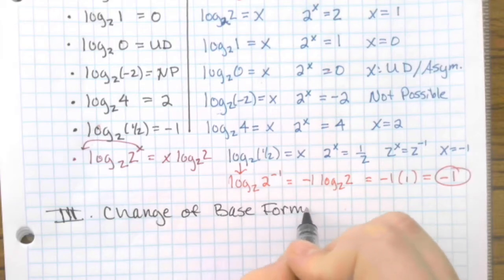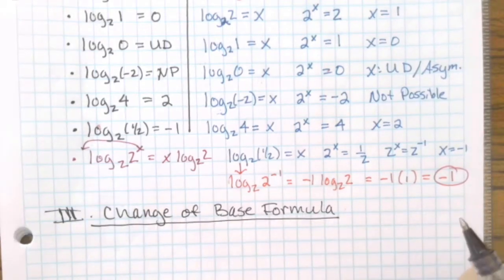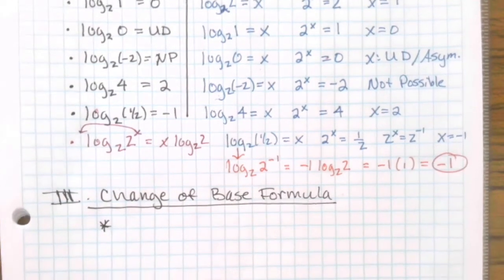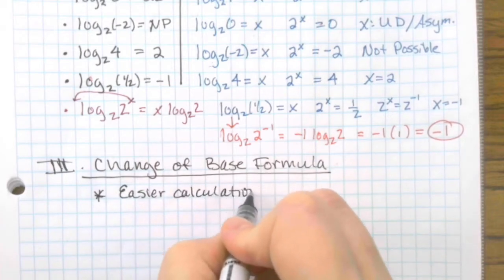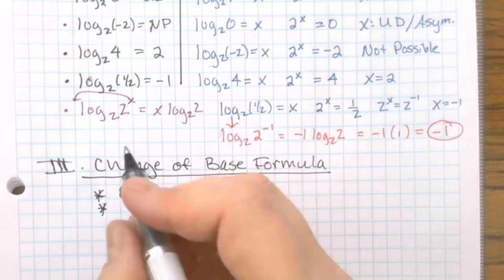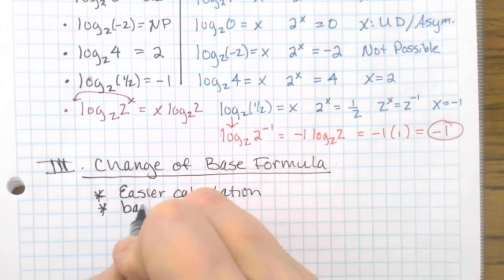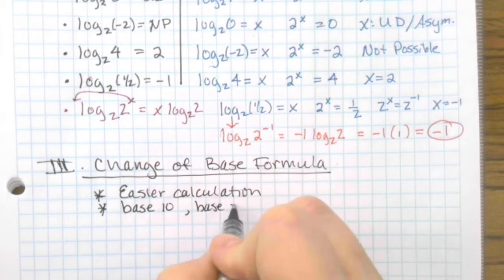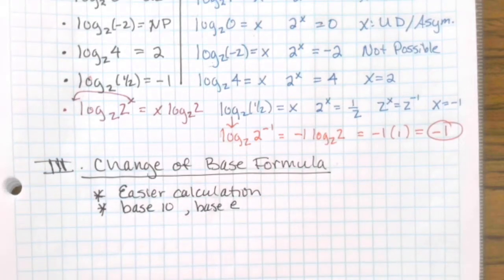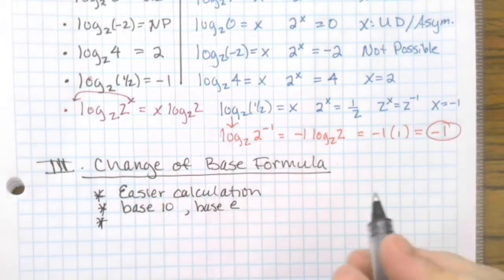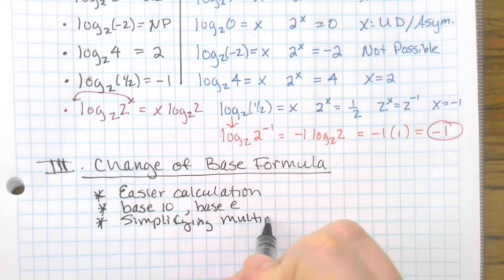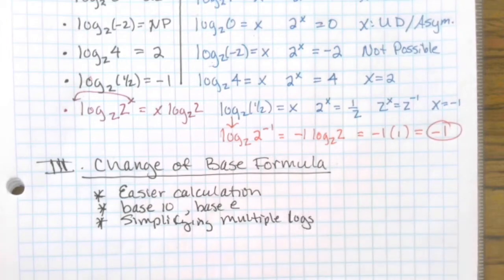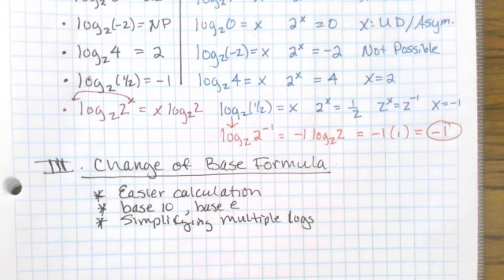Now there's a couple reasons you're going to want to change the base of a logarithm. Typically, you're going to want to change the base for easier calculation. You might want to change the base because on your calculator, on the face buttons, it has a base 10 and a base E as a face button. So if you change it to base 10 or base E, you can use the face buttons on your calculator. And then, of course, change of base formula can be used for simplifying multiple logs, which we'll get into later, but basically to simplify logs together, they have to have the same base.